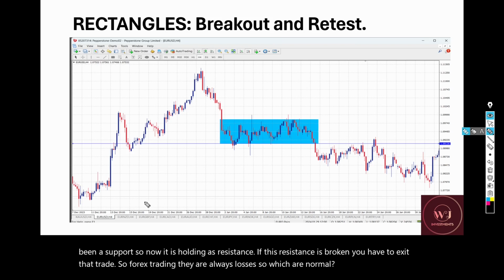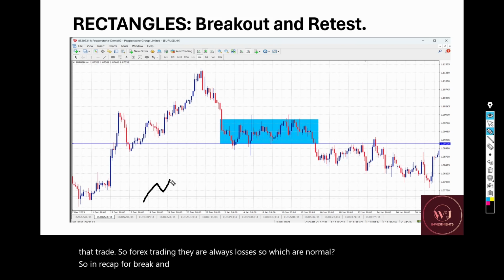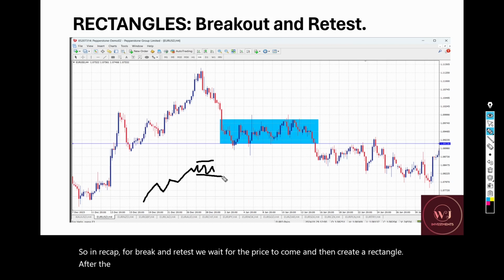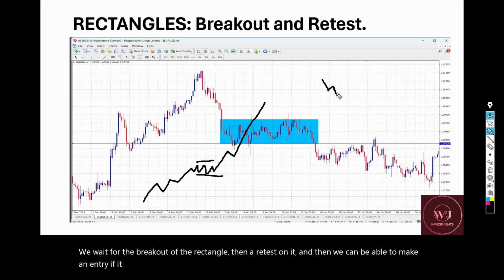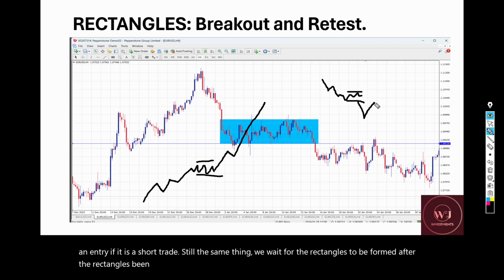So in recap, for break and retest, we wait for the price to come and then create a rectangle. After the price creates a rectangle, we wait for the breakout of the rectangle, then a retest on it, and then we can be able to make an entry. If it is a short trade, still the same thing. We wait for the rectangle to be formed. After the rectangle has been broken, you wait for its retest, and then you make a short trade.